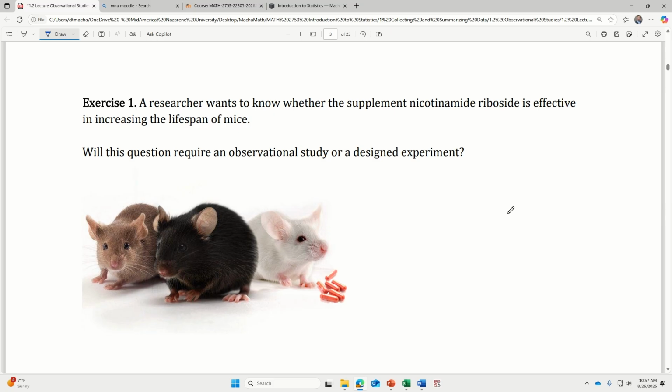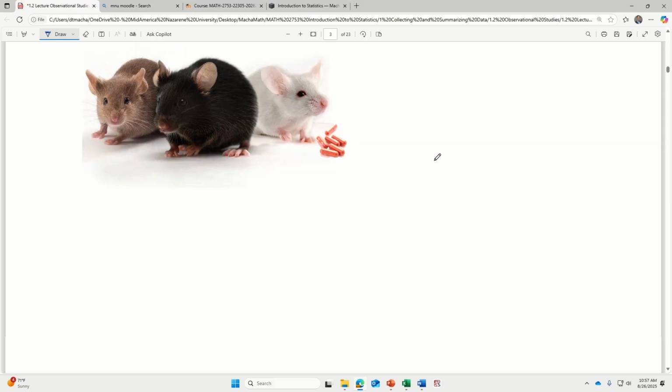Is this going to require a study, or is this going to require an experiment? An experiment. Because the mice aren't going to get into the drugs by themselves. You have to apply a treatment to them, right? You have to take some of them and give them this supplement. You have to affect what the measured result is at the end. And of course, the thing that we're measuring is lifespan. So this is an example of an experiment.